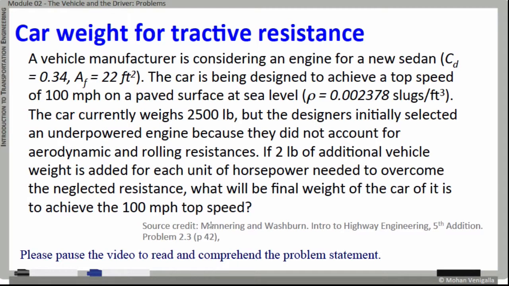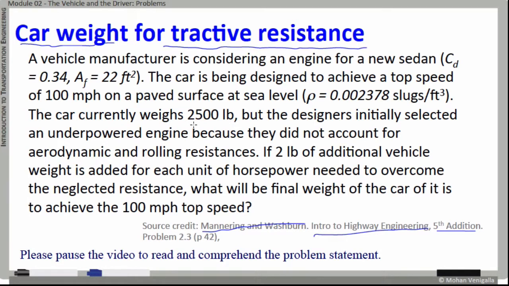This is an interesting problem taken from the Mannering and Washburn book, Intro to Highway Engineering, 5th edition. In this problem, you are required to find the car weight necessary to overcome the tractive resistance. Tractive resistance, of course, is a combination of aerodynamic resistance, rolling resistance, and grade resistance. It is not common, but people sometimes forget tractive resistance.